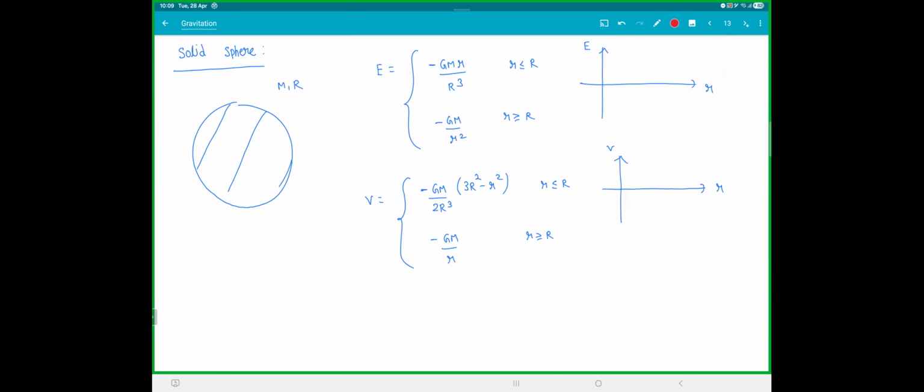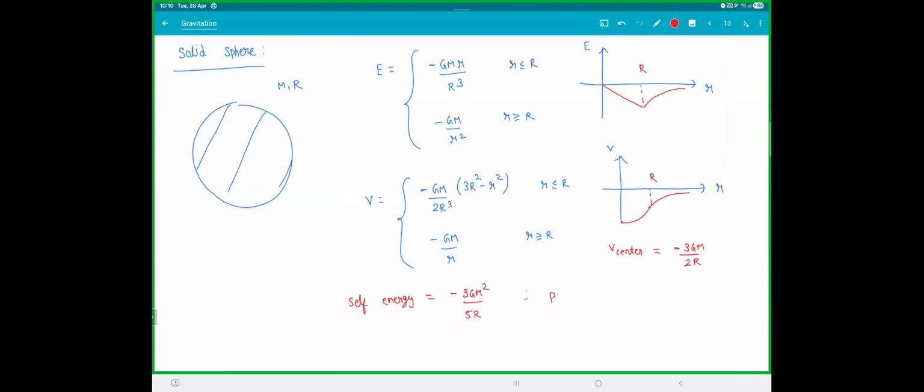Here the graph will be linear but negative because it's attractive, and this is how it goes. Here, if you remember, it's not zero, it will be a parabola, and then it drops. V at the center is minus 3GM by 2R. What is the self energy? 3kq squared by 5R. So it's minus 3GM squared by 5R.